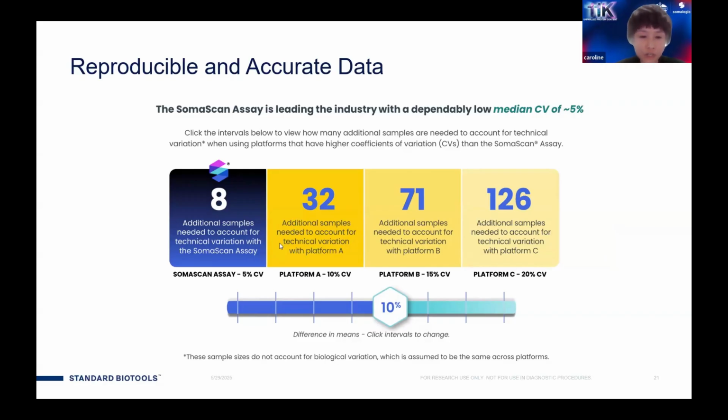Shown here is an illustration that we created bioinformatically to understand the number of additional samples required to account for any technical variation with the assay. If you run an assay with a median CV of 5%, like the SomaScan assay, you only need 8 additional samples to remove these technical variations in your study. But if you run on a platform with a 20% CV, the number of additional samples required to account for this technical variation will increase from 8 to 126. So the more reliable or reproducible the assay is, the fewer samples you need to test.